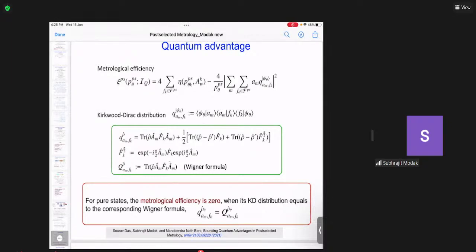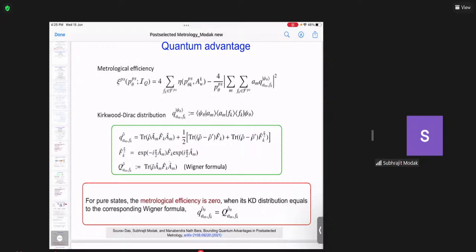Now it seems very clear to you, because when AM and FK are commuting, the correction term from the third bracket would be 0. So there is no non-classicality and there is no quantumness. So the metrological protocol that you are building to have some quantum advantages will not show anything, right? This is the remark that you can see.